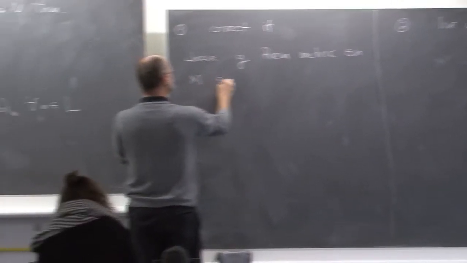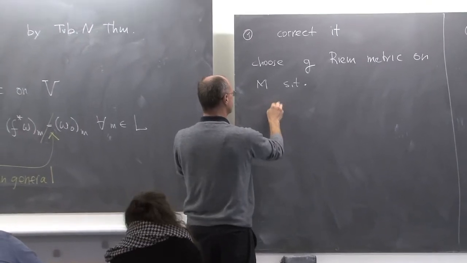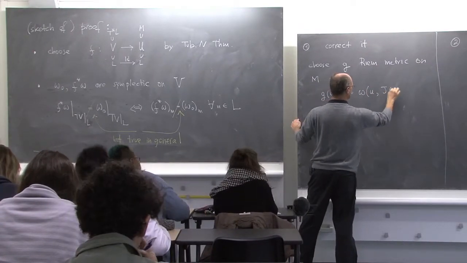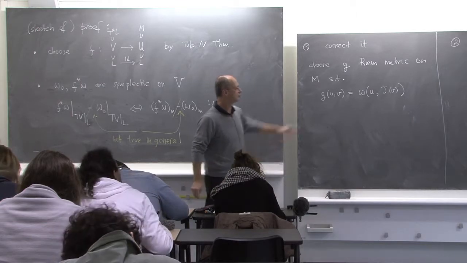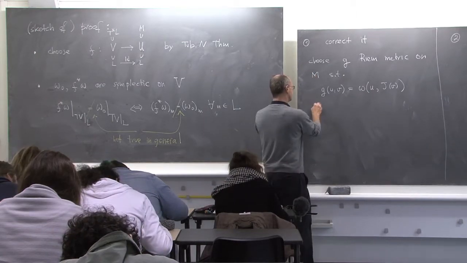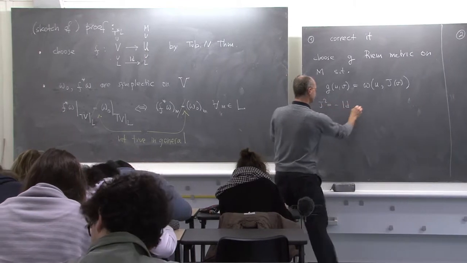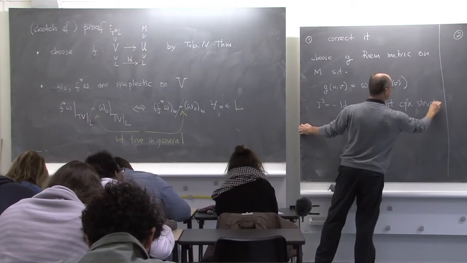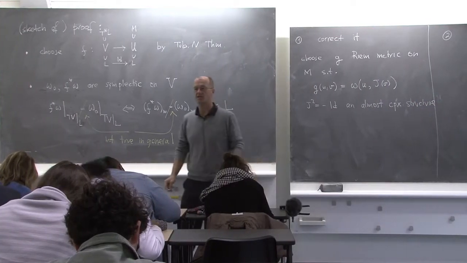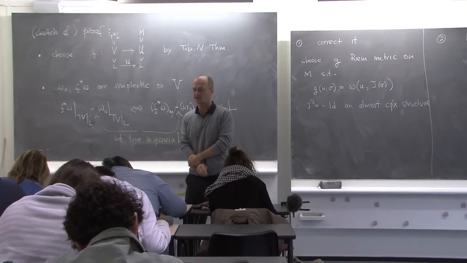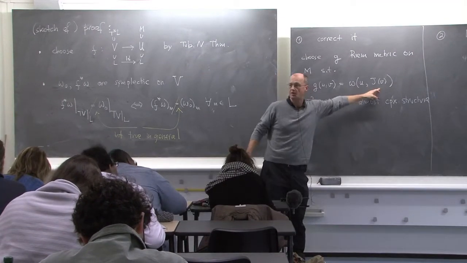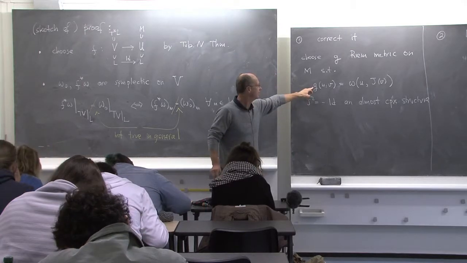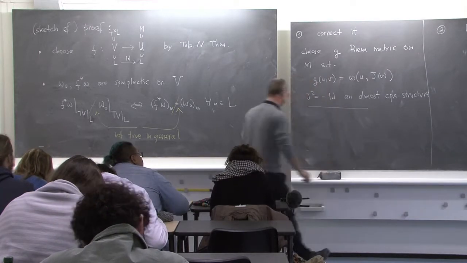A metric on M, such that G and omega are related by J, an almost complex structure. So there was an exercise in one of the first problem sets which was explaining that it is always possible to make such an arrangement. So it is possible to choose an almost complex structure and then you will have G like that.